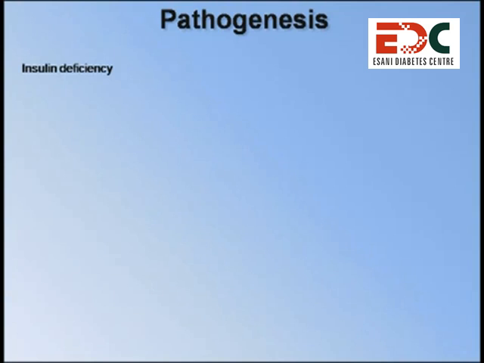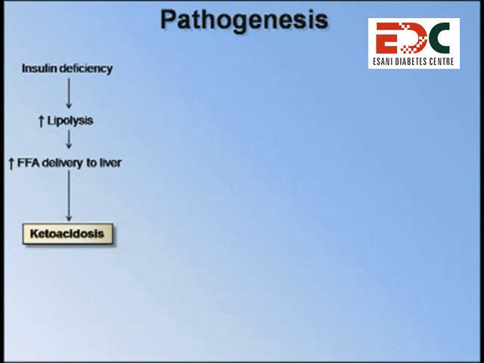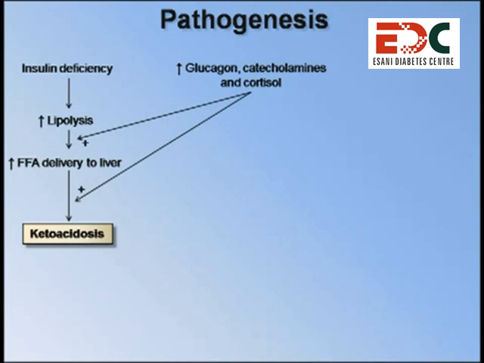Whatever the reason, insulin deficiency will lead to increased lipolysis, which then leads to increased delivery of free fatty acids to the liver. In the liver, these excess free fatty acids get converted into keto acids. Next, as a separate problem, some patients may have excess glucagon, catecholamines, and/or cortisol, all of which may be due to an acute infection or excessive physiologic stress, such as that seen in a myocardial infarction. These excess hormone levels will upregulate the pathways leading to keto acids.